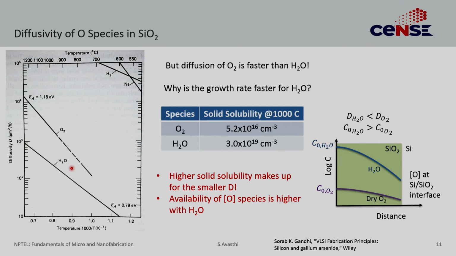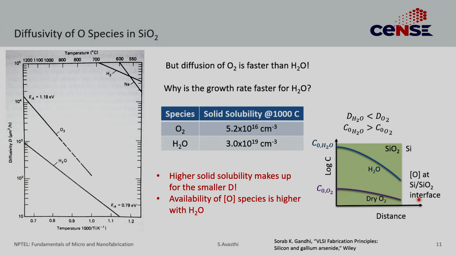You see what is happening? What is happening is that you have some concentration of oxygen species in the gas, that does not change, but then you have certain solid solubility, and depending upon what solid solubility you have, you have a certain gradient of oxygen species inside your silicon dioxide, and then it reaches silicon, and this is the oxygen that is then reacting at the silicon dioxide interface to form your oxide.